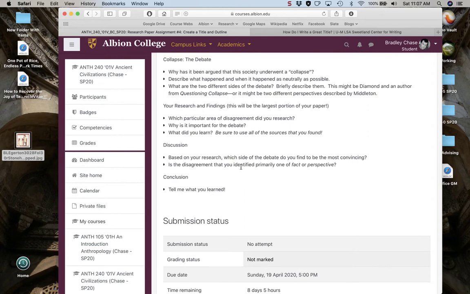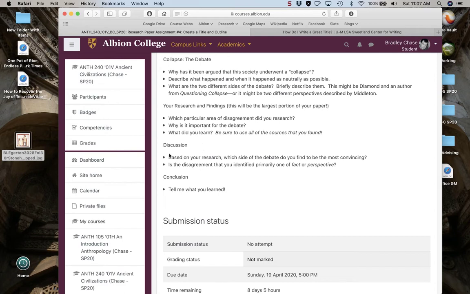Why has it been argued that the society underwent a collapse? What are the different perspectives on that collapse? Present it here as neutrally as you can. And then this is the most important part, your research and findings. This is where you use the sources that you found to help you decide on what you think about some set of facts based upon the most recent research.